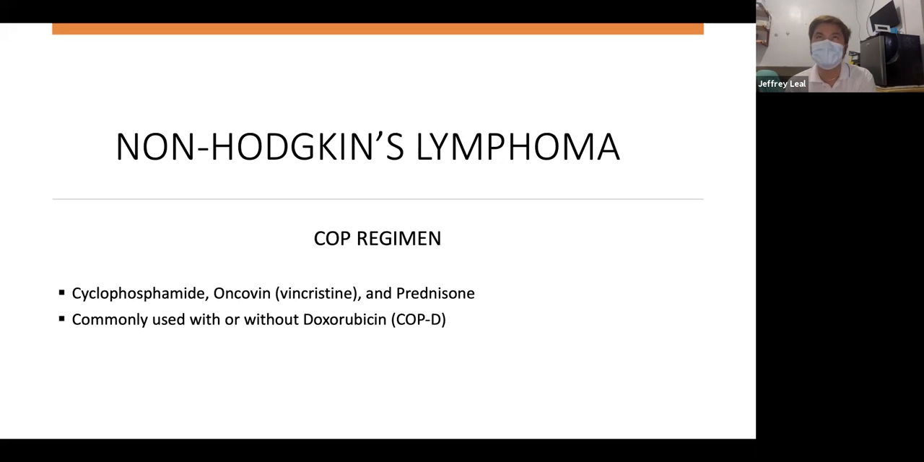For the non-Hodgkin's lymphoma, you can use the COP regimen, which includes your cyclophosphamide, oncovin, and prednisone. And they are commonly used with or without your doxorubicin.